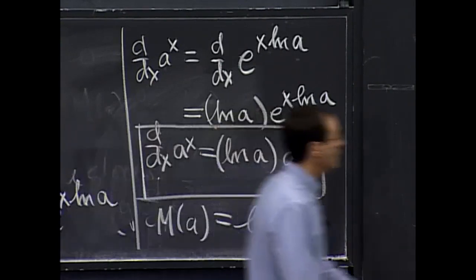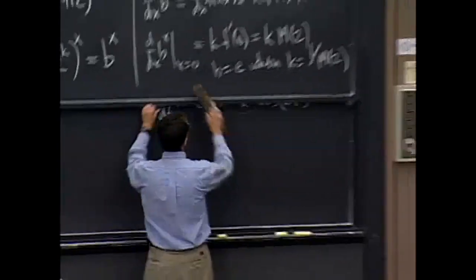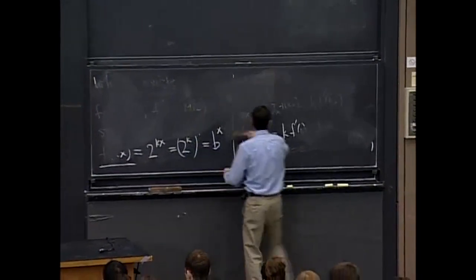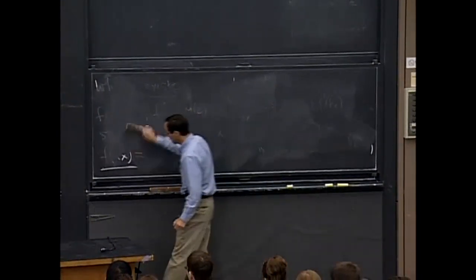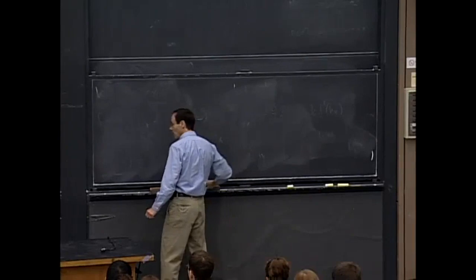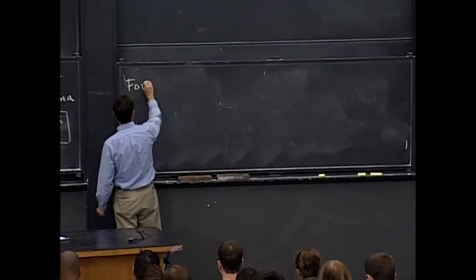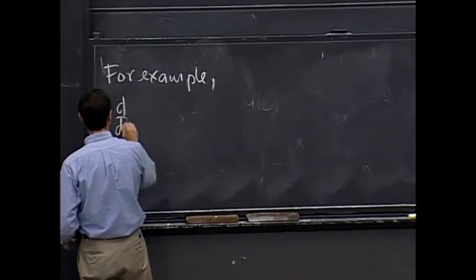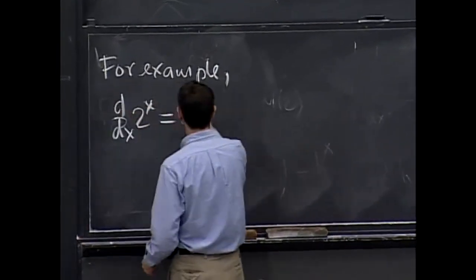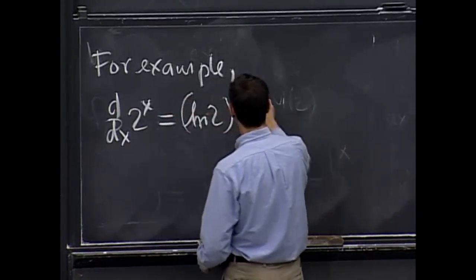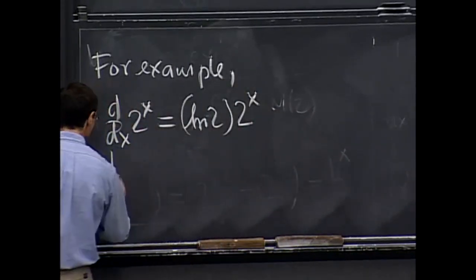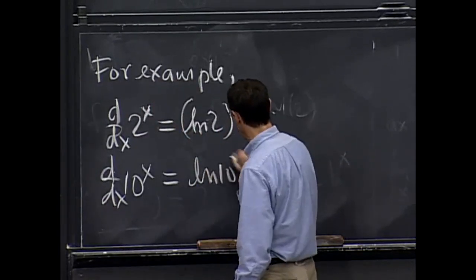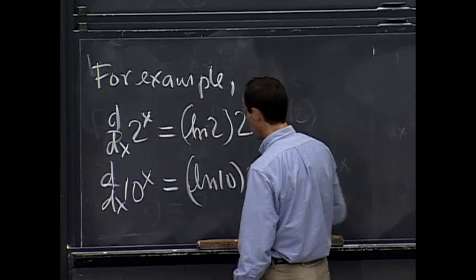Let me emphasize to you, again, something about what's going on here, which has to do with scale change. So for example, the derivative with respect to x of 2 to the x is log 2 times 2 to the x. The derivative with respect to x, these are the 2 most obvious bases that you might want to use, is log 10 times 10 to the x.